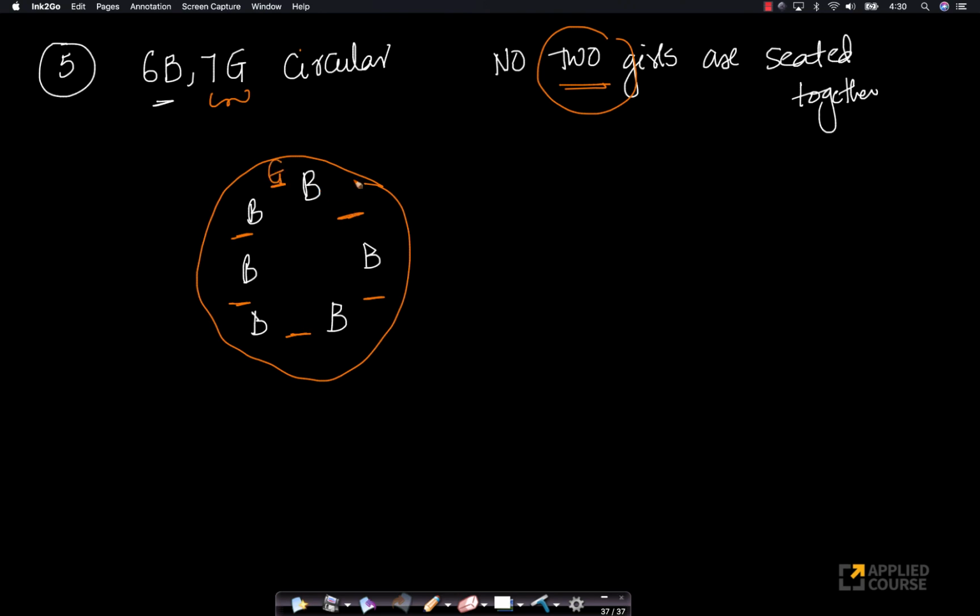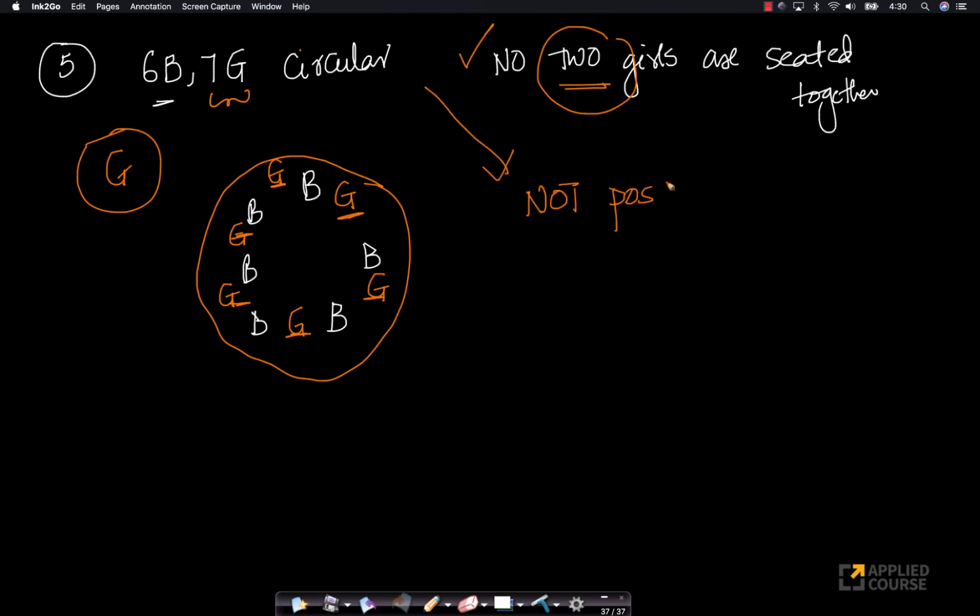I place a girl here, a girl here, one girl here, one girl here, one girl here, one girl here. I'm still left with one more girl. Where do I place her? Wherever I place her, I'll break the constraint that no two girls are seated together. So this is not possible. This is a very nice case which is impossible.